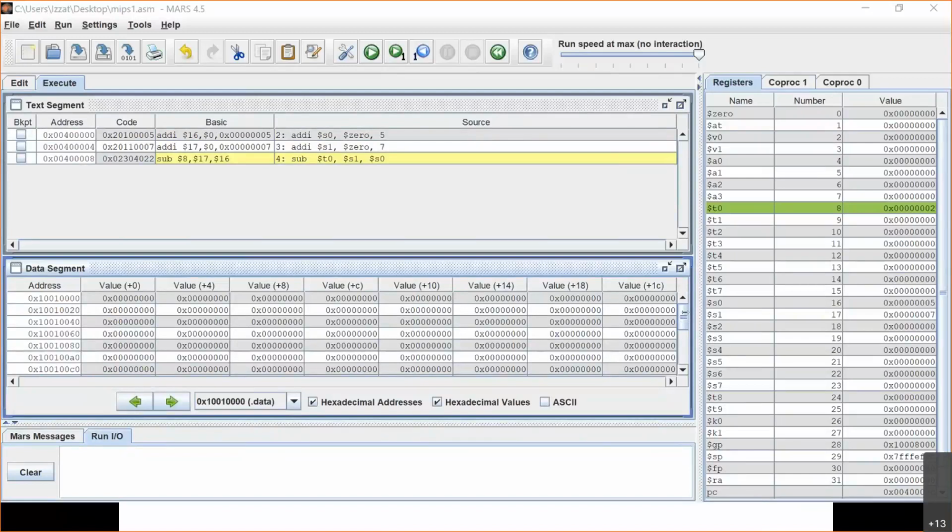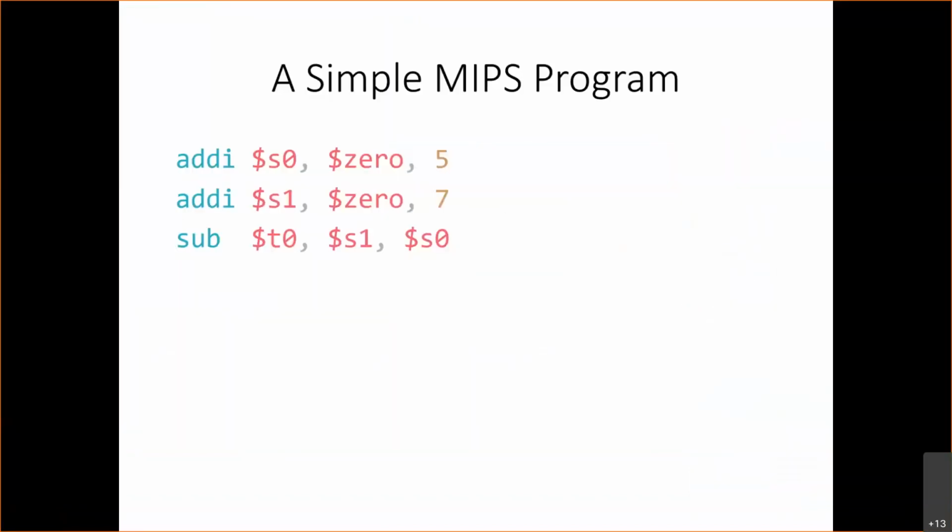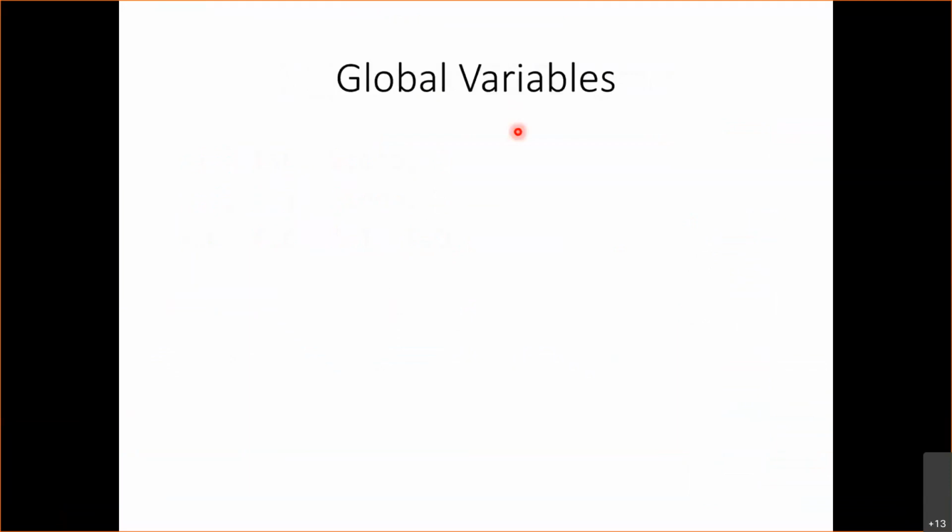Okay. So back to our lecture. Here we just did the simple MIPS program. Let's start doing things that are a little bit more complicated. So, global variables. When a program runs, obviously it's going to need to access data. It's going to need to get data from somewhere to process it. So one way to do that is through global variables.